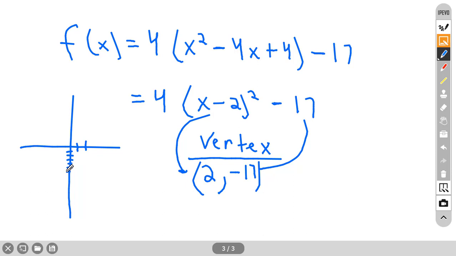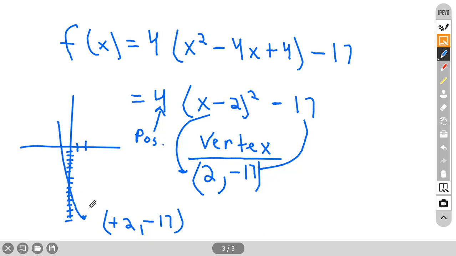So to graph it, you make your graph. You go to 2, and you go down to negative 17. Put your dot there. So here we are at positive 2 and negative 17. And since this number right here is positive, it's going to open up. And that's what your graph will look like, and that is the location of your vertex.